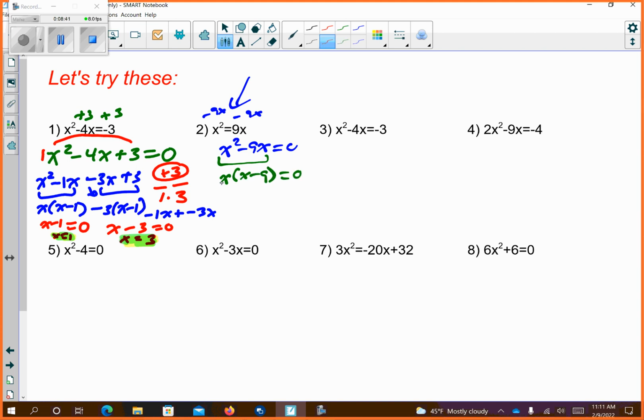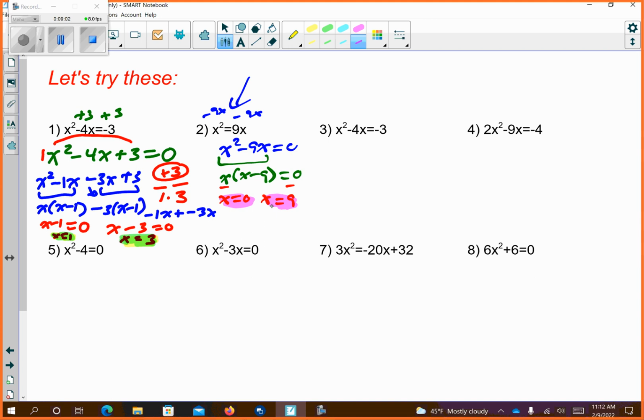Okay? So then I'm going to say x equals 0. That's one answer. And x minus 9 equals 0, which is x equals positive 9. There's my 2 answers. That's it. That's how you do it.